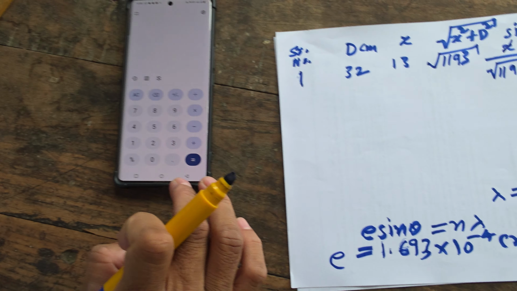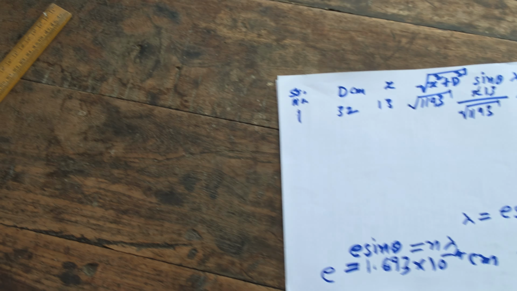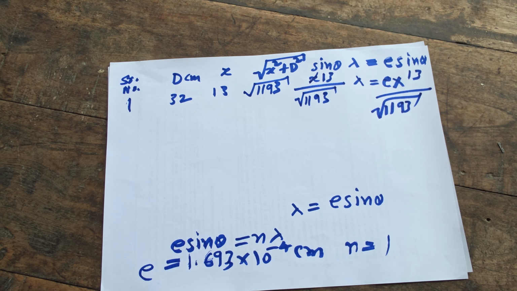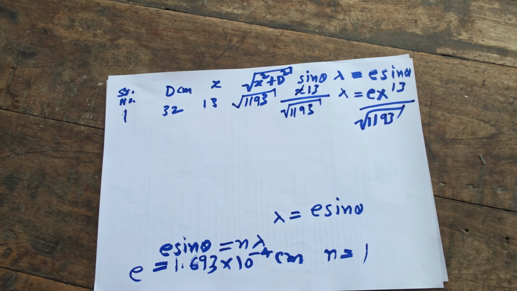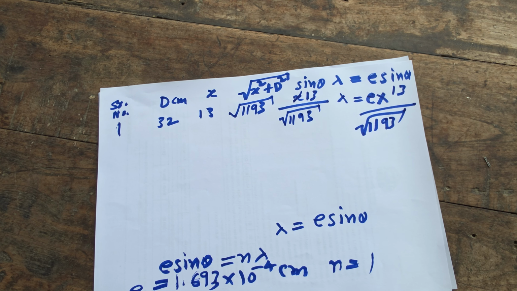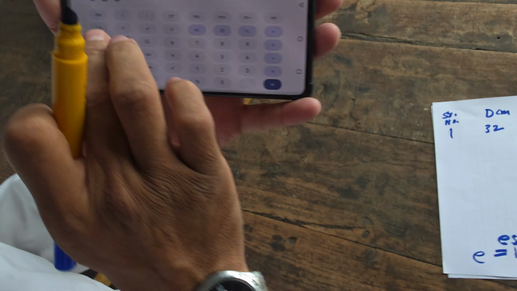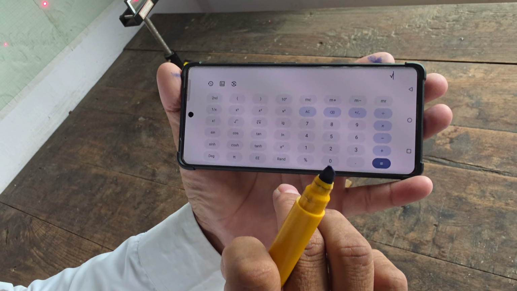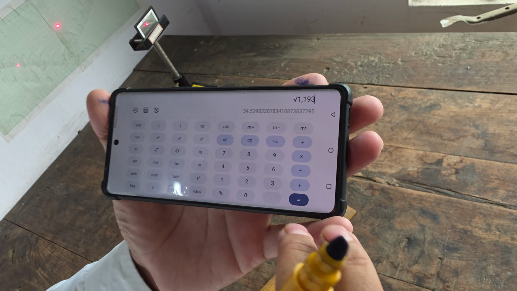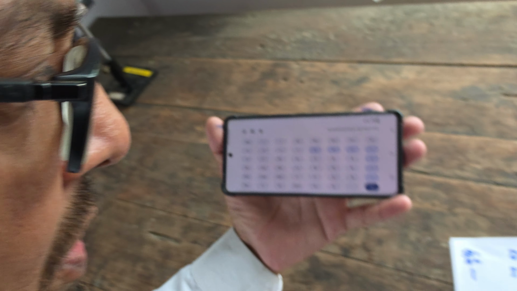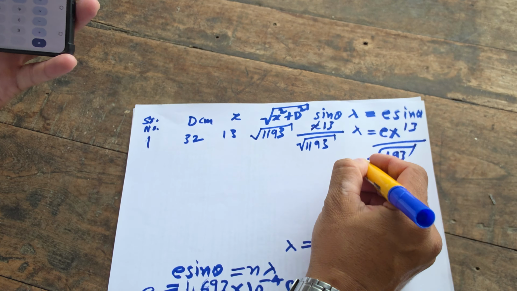I will just do it here. Do we have the square root function? It's not there. Yes, here it is, square root. So we have to just find out the square root of 1193.